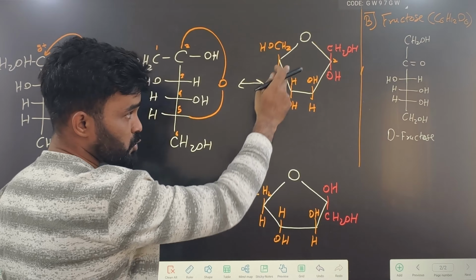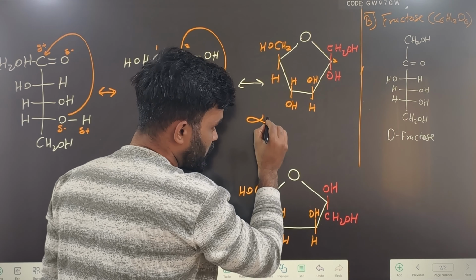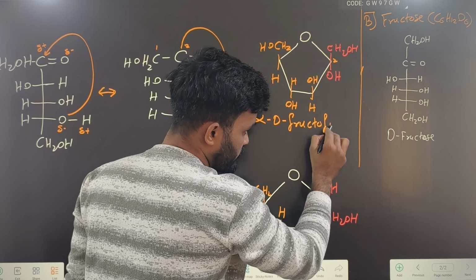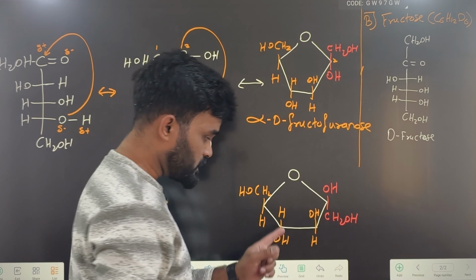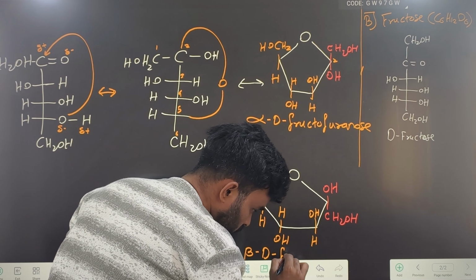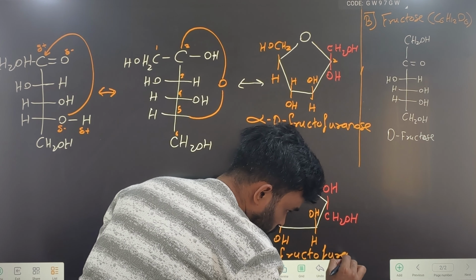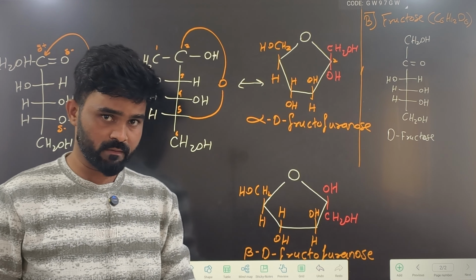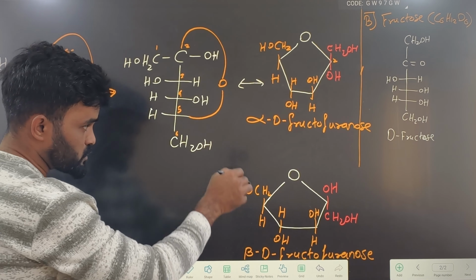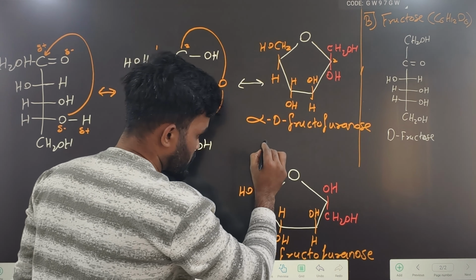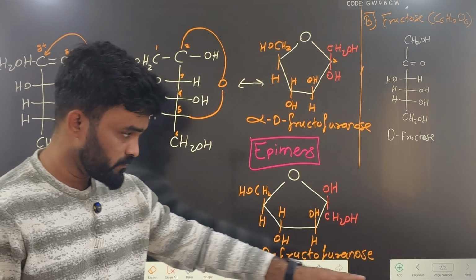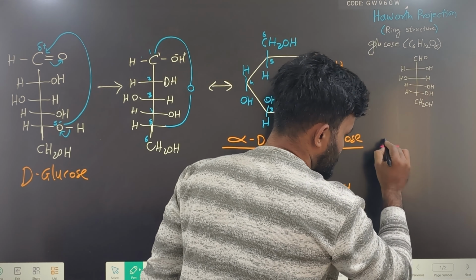So the name will be, since OH is on the downside, we call it alpha, because it is D-Fructose, Fructofuranose, and this will be beta. Beta because OH is on the upside. D-Fructofuranose. Got it? And these two are called epimers because they differ at carbon number 2. These two are called epimers. Okay? And these two are anomers.